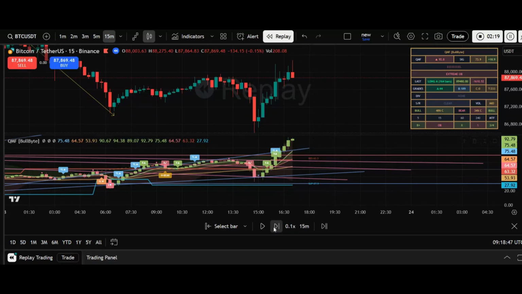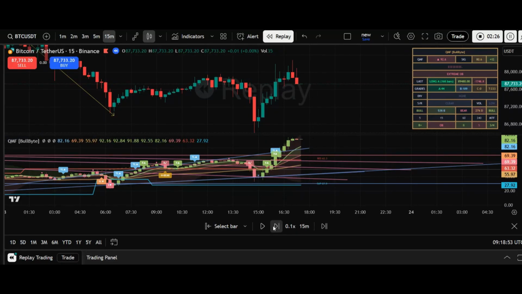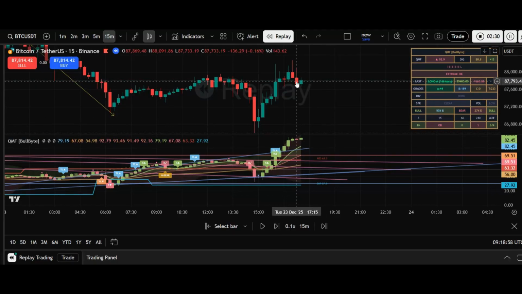And right after, you see a green candle forming. Look at this price action. It pulled back, took support from the trend line, and bounced right back up. Most traders would have panicked thinking it's reversing and jumped into a short trade. But the QMF clearly showed it was just a pullback.